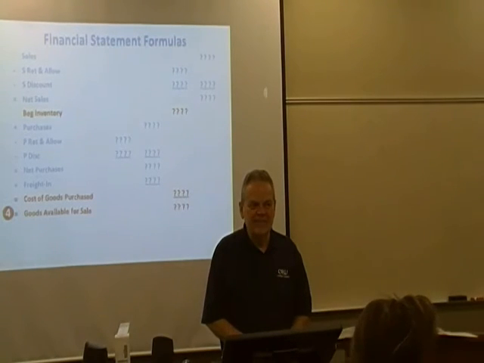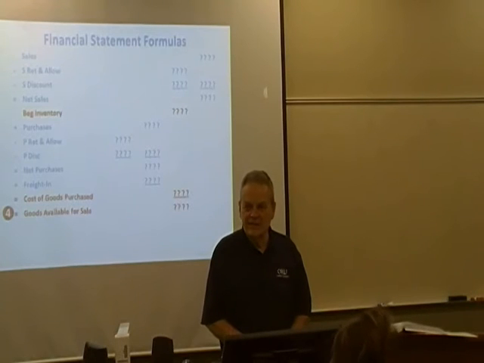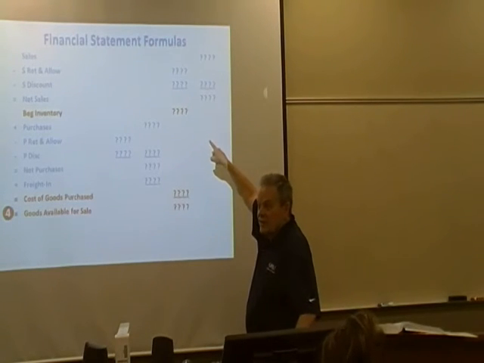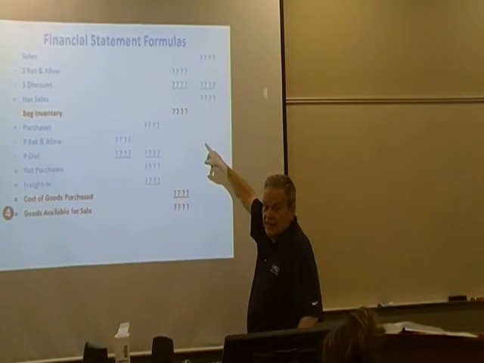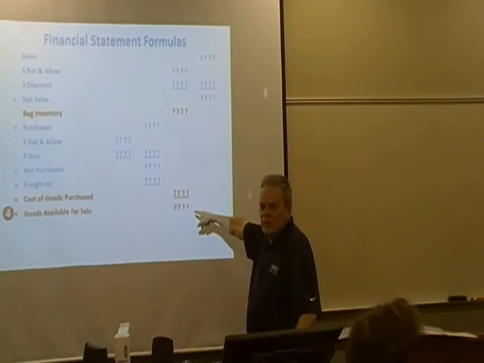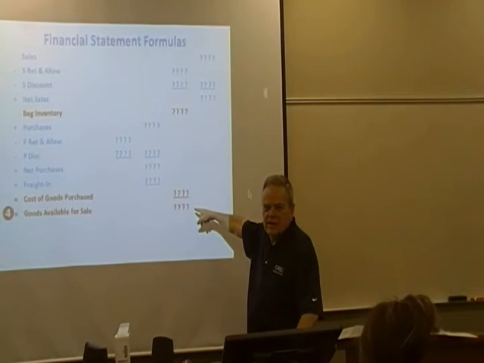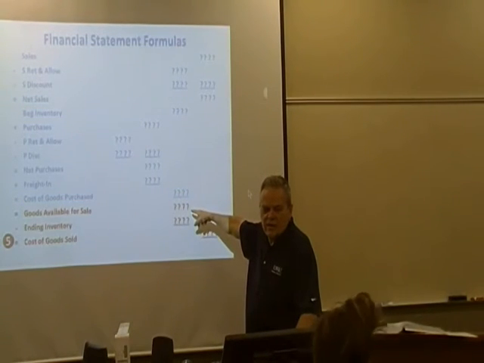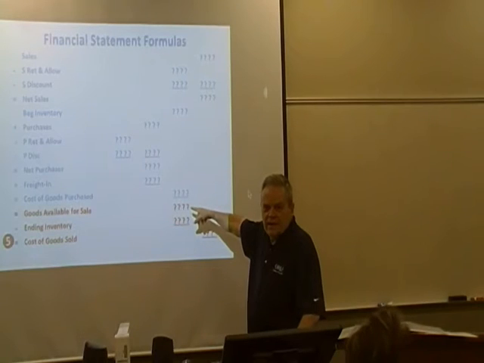Which is easier to count? What you have. These goods that we have. And what's the name of those? Ending inventory. So we had beginning inventory at the beginning of the year, because we counted it the day before, the last day of the year. And now, what are we going to do with this ending inventory? Subtract out the ending inventory. What do you get? Say it, everybody.